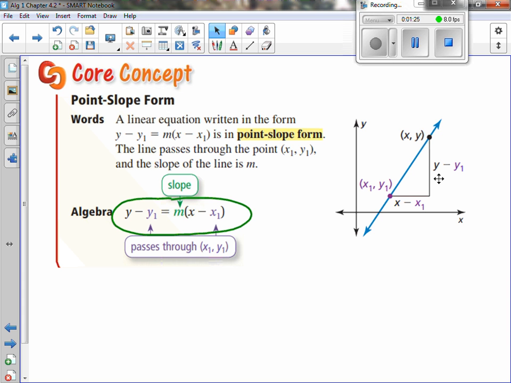All right, guys. Focus back in. And we have a point. x1, y1 is a point. So the reason they call this point-slope form is because we're given a slope and a point to be able to find the equation of the line. So the reason we're writing in point-slope form is because we're given a point and the slope.